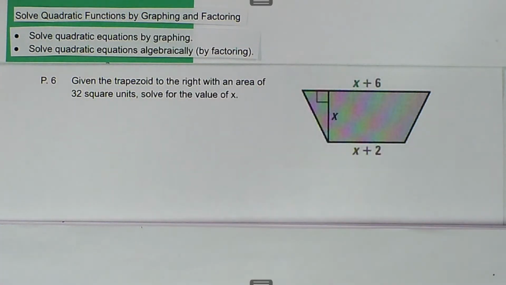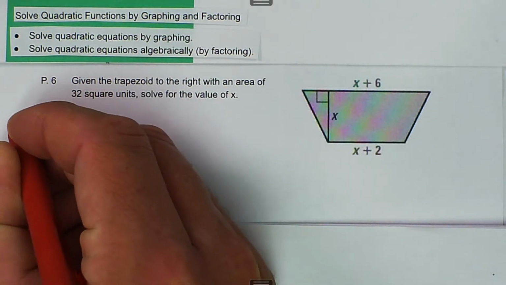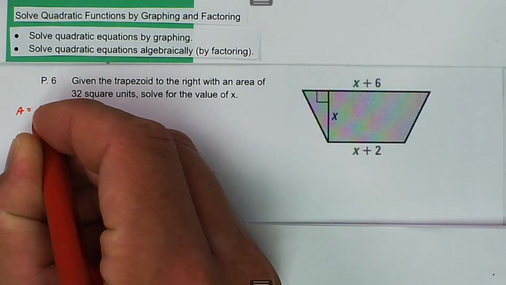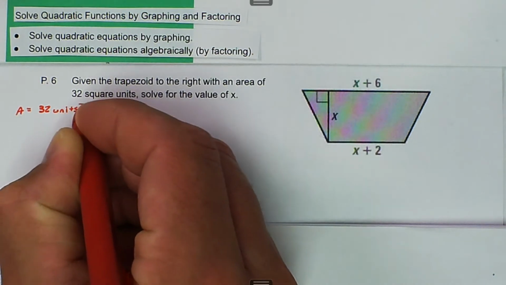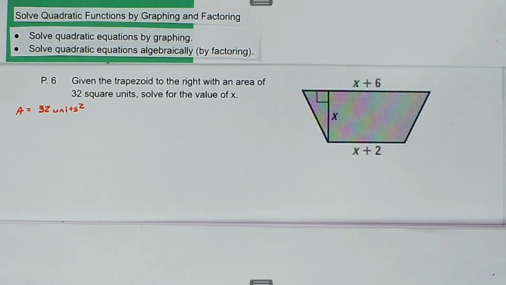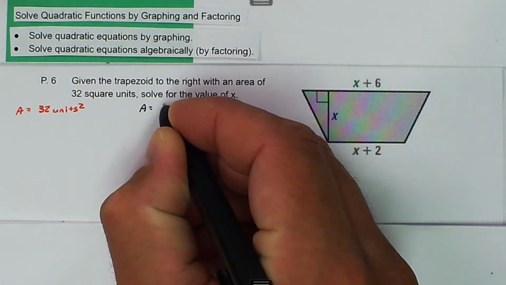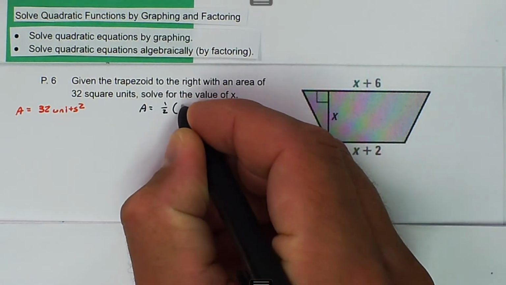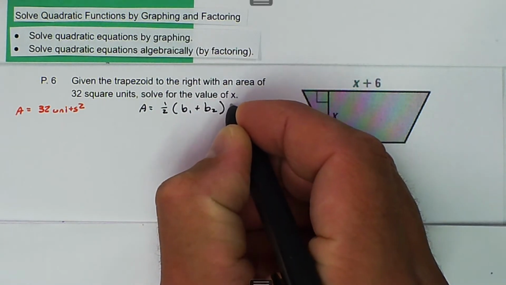So here we have the trapezoid, and we know that the area is equal to 32 square units. So we're going to say area is equal to 32 units square. Then we have to remember, what is the area of a trapezoid? You can remember that equation is area equals 1/2 (B1 plus B2) all times H.